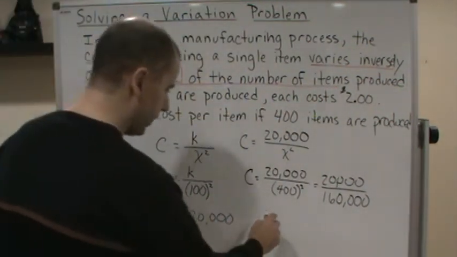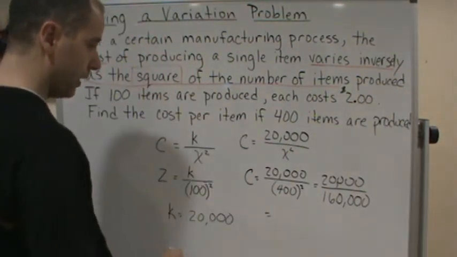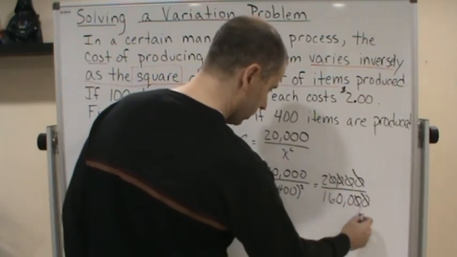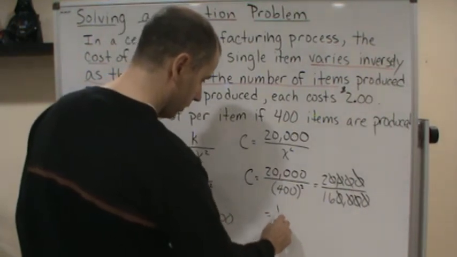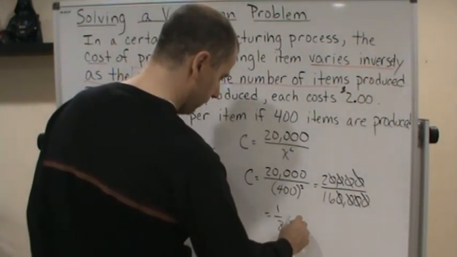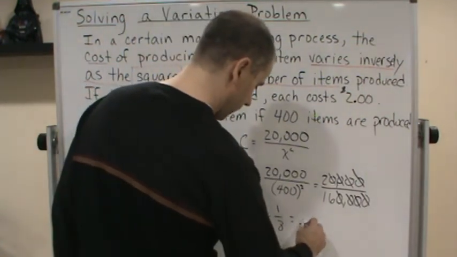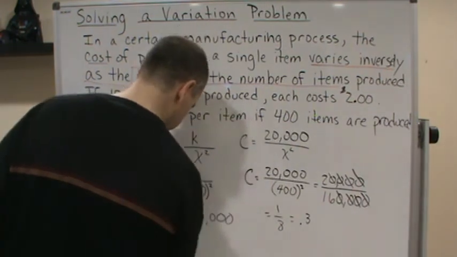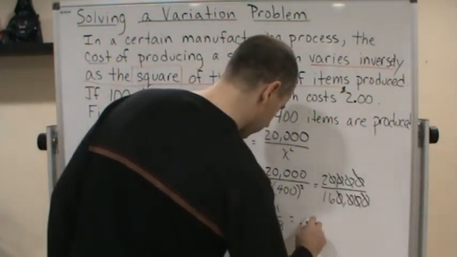Okay, and so what is the cost per item if we produce 400? Well, it's going to be 1/8 or 0.125, I believe.